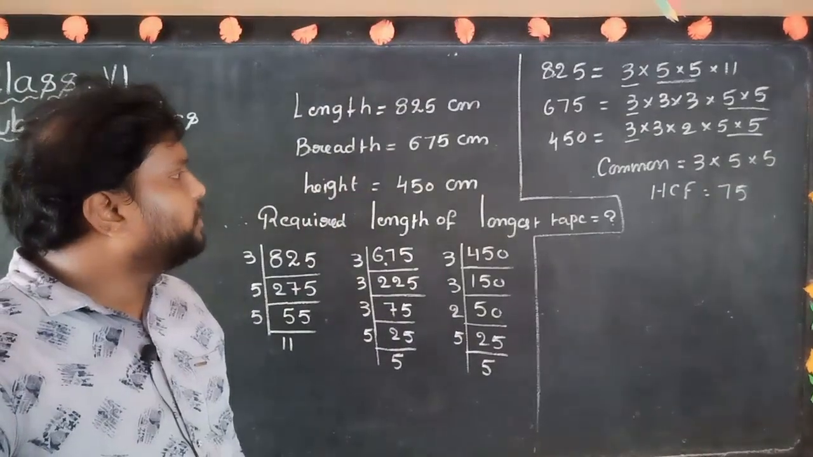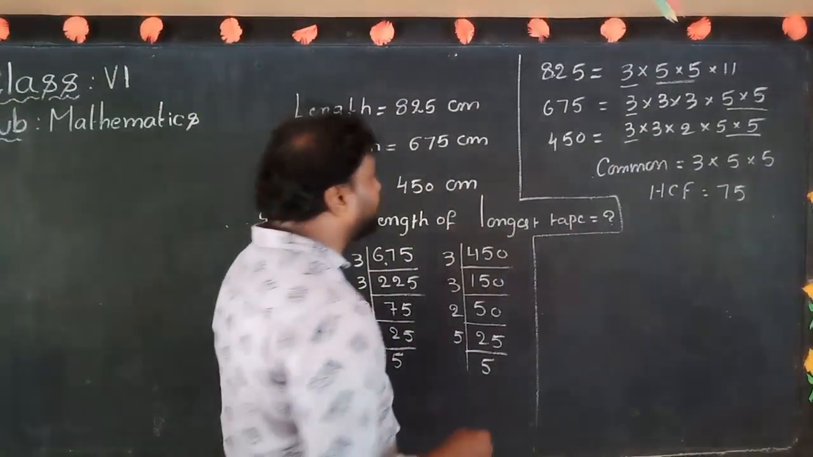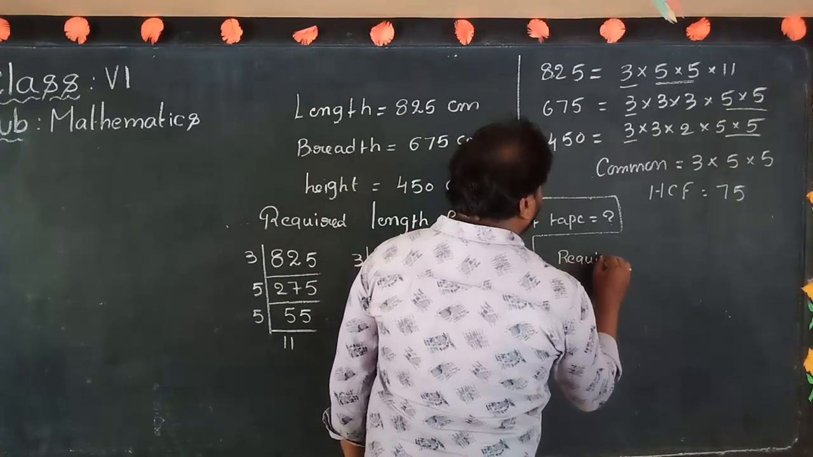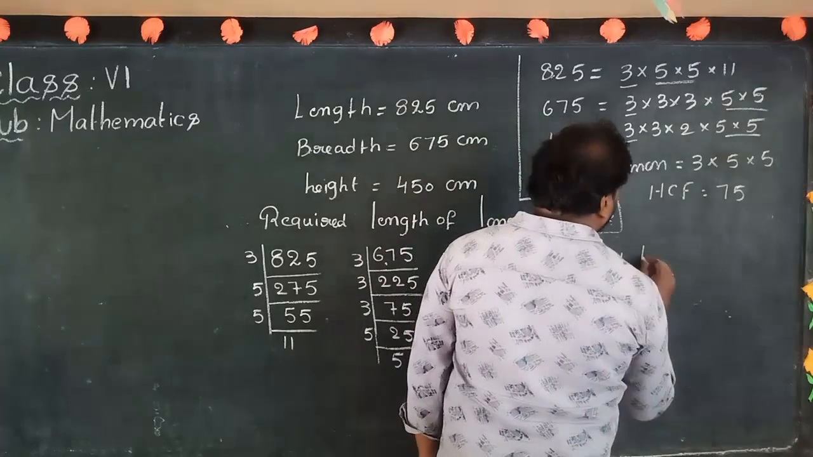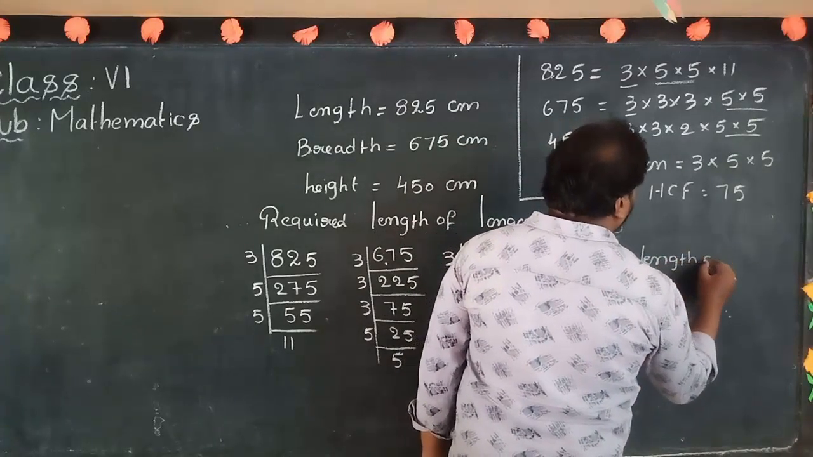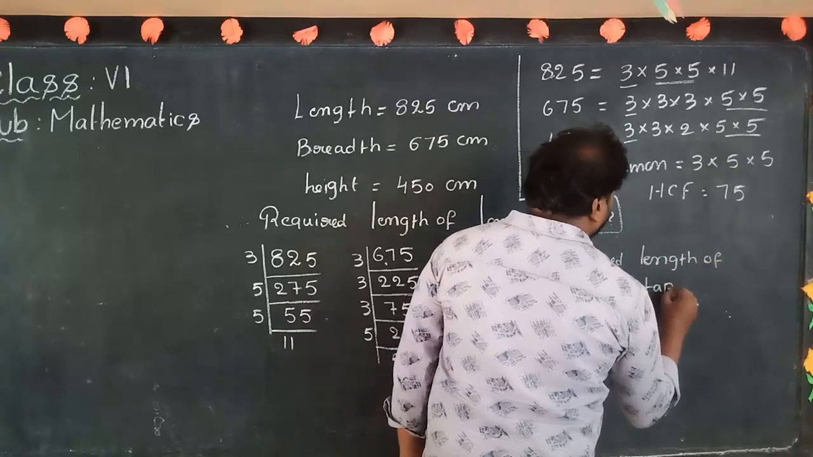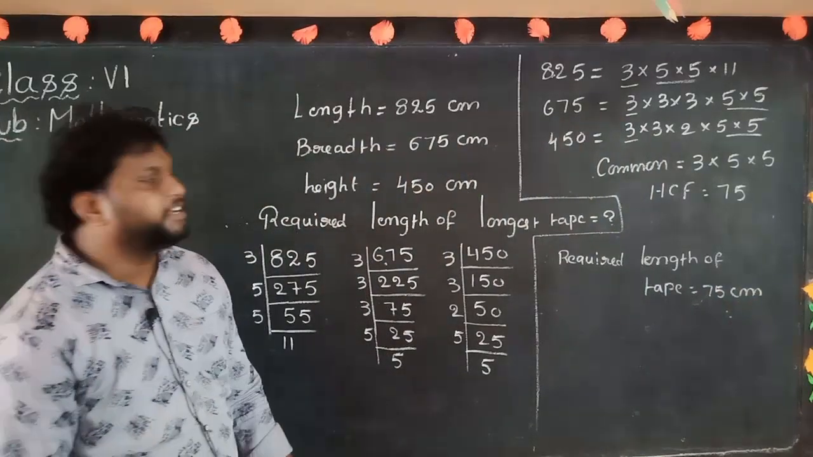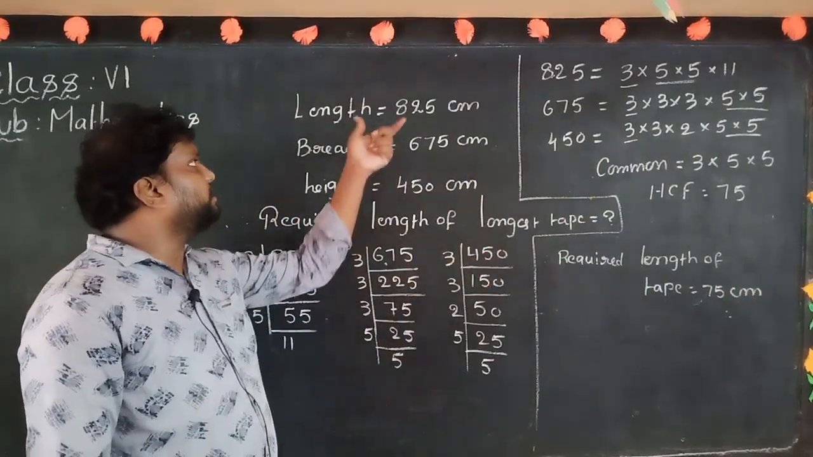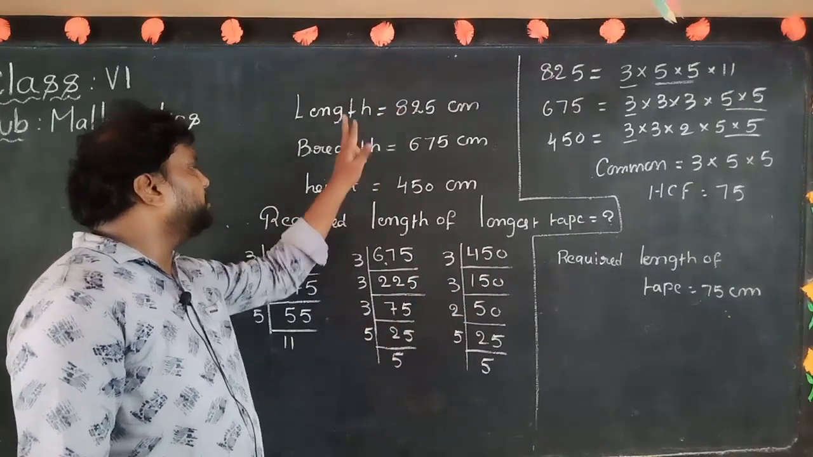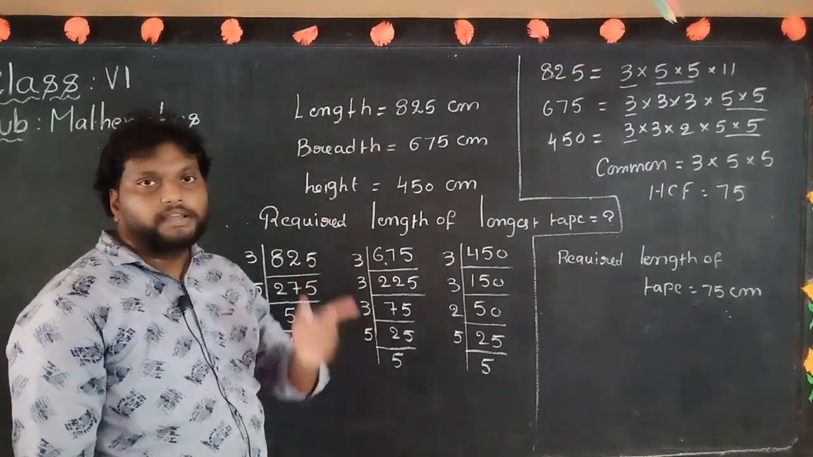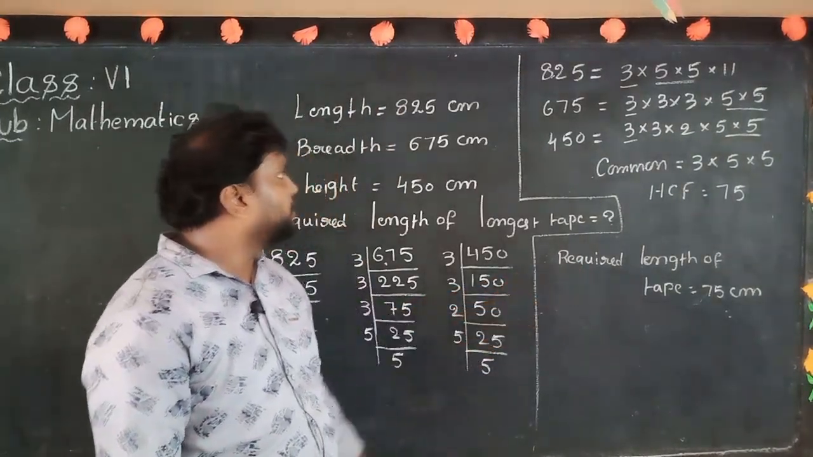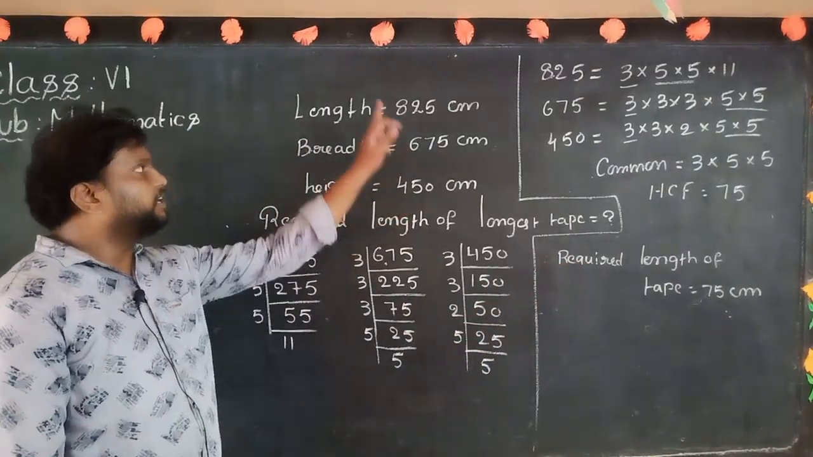Then what is the problem? The required length of tape. Therefore the required length of tape is equal to 75 centimeters. Means if you have a 75 centimeter tape, you can easily measure each and every measurement: length, breadth, height. Okay, if you have a 75 centimeter tape, then we can measure all three measurements.